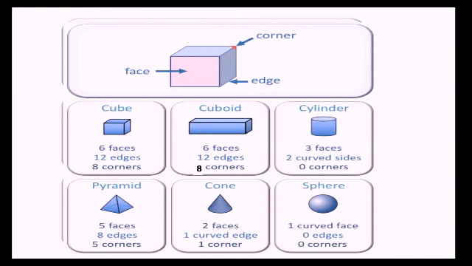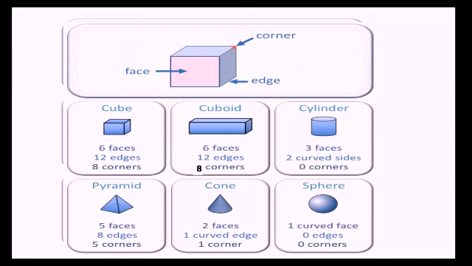First, let us talk about the cube. A cube has 6 faces, 12 edges, 8 corners. All the faces of a cube are square shapes and all the faces are identical. Identical means all the faces are of the same size.